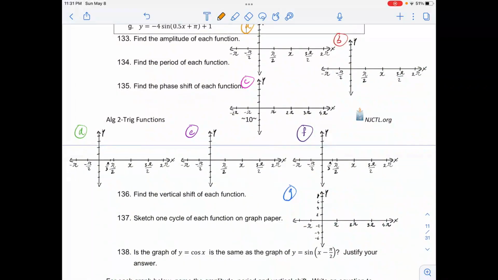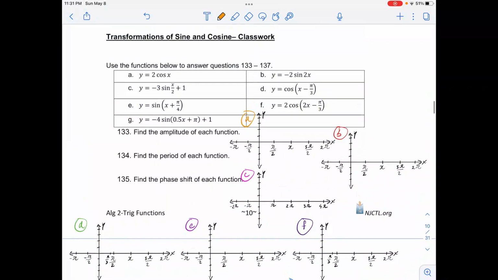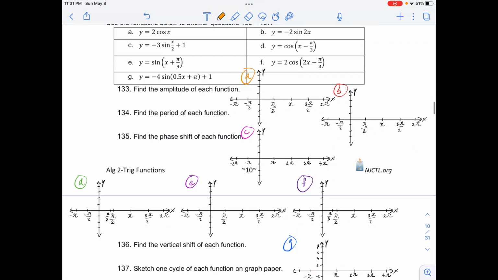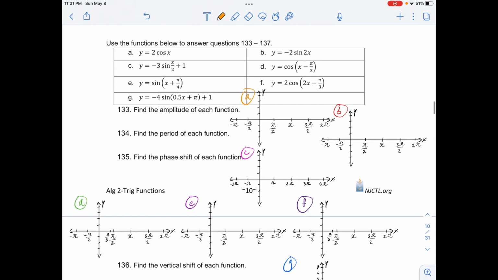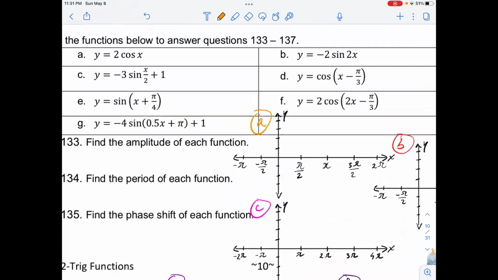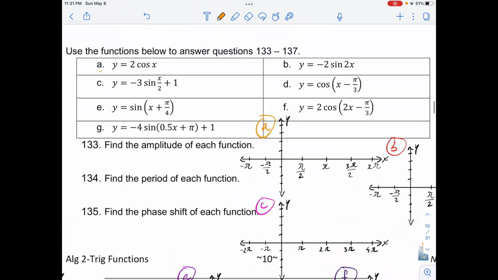Number 137 in your classic for transformations of sine and cosine, where you want to sketch one cycle of each function from A through G on some graph paper. So we have some already made graphs. We're going to go ahead and try to plot these. So for A, we're going to graph 2 cos x.